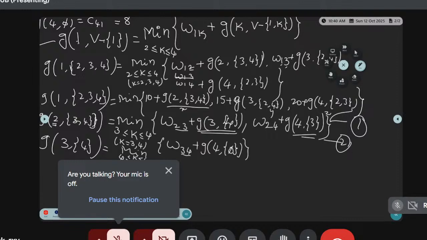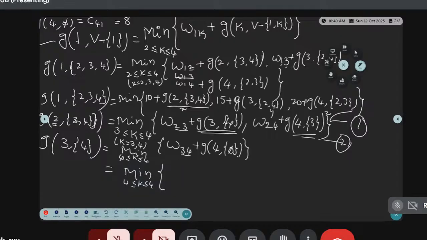In the matrix, 3, 4 is 12 plus g of 4, null. We know this value: g of 4, null indicates the cost of 4 to 1.